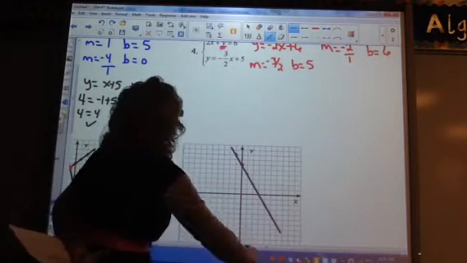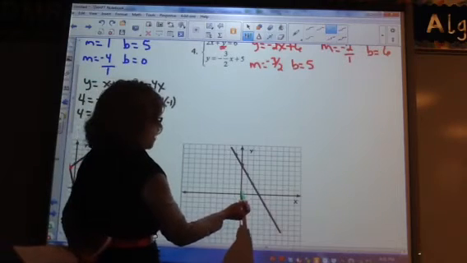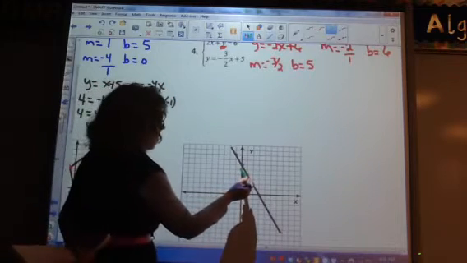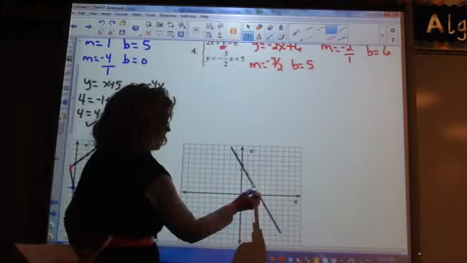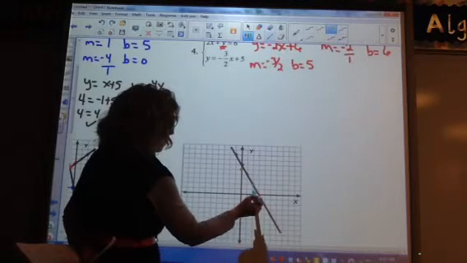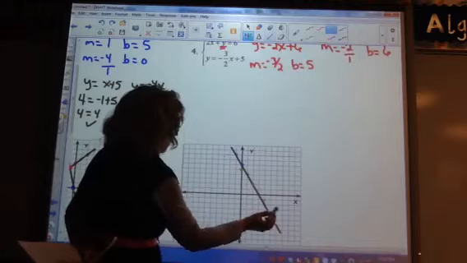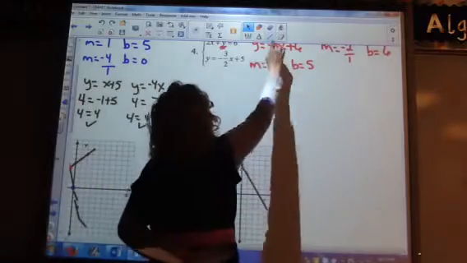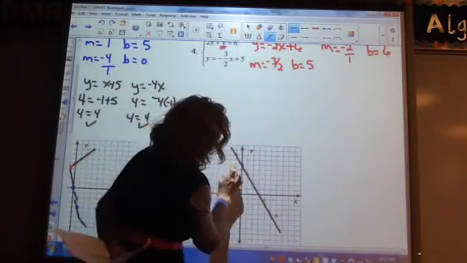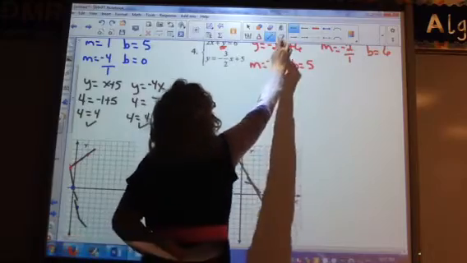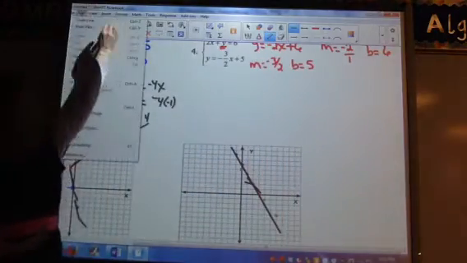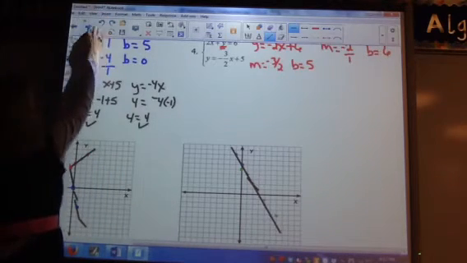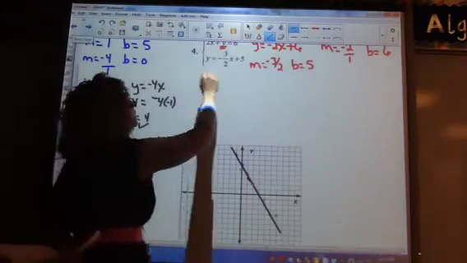Alright, and then for my second one, I start at my y-axis at positive 5, which is right there. And then I go down 3, right 2. Down 3, right 2. Down 3, right 2. I'm going to do a few more points so I can get that line as precise as possible. All right, let's redo that.